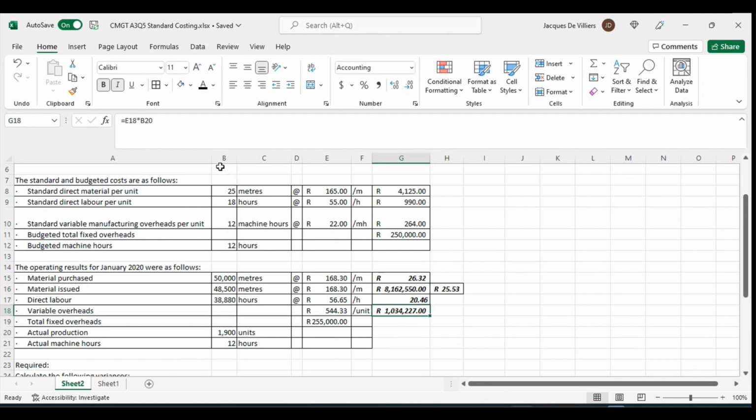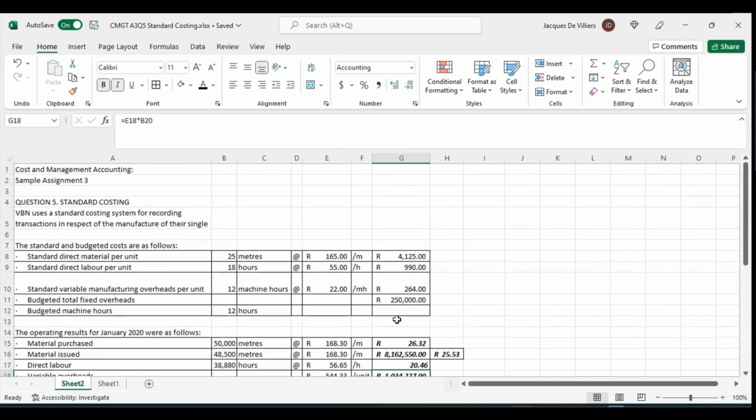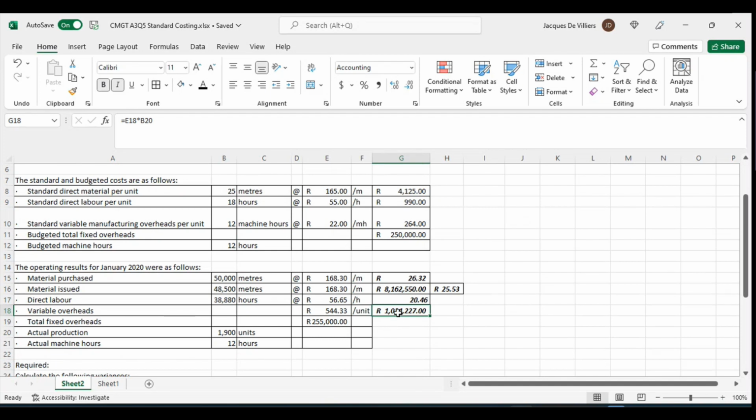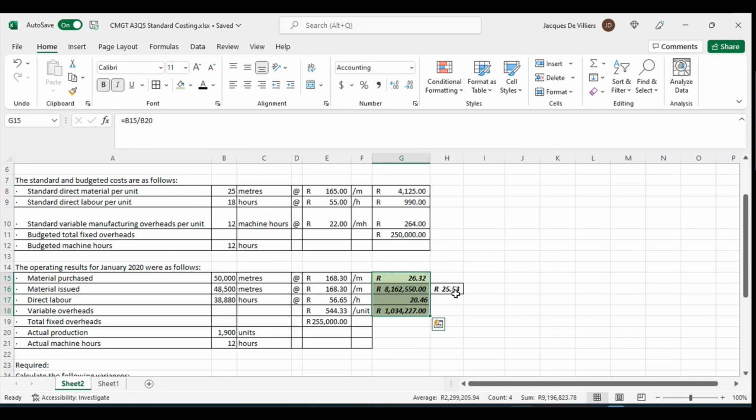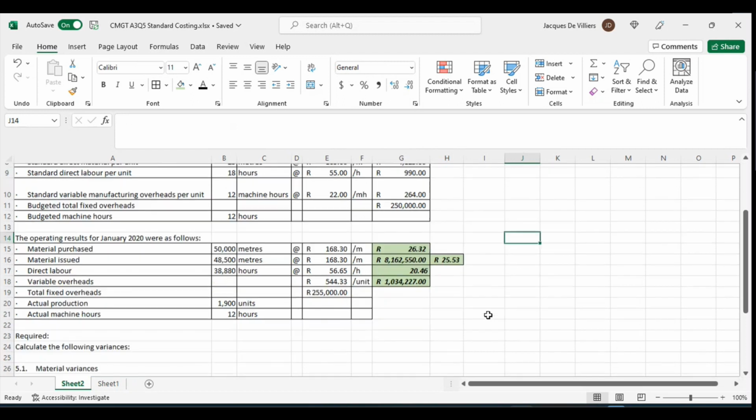Our variable overheads is given to us as 544 and 33 per unit. I'm just saying, let's see what the total was for the variable overheads. And then our fixed overheads, that's as far as I left it. So these little calculations here, I did them to start with, just so that I can compare apples with apples when I start looking at the variances. That's the reason.